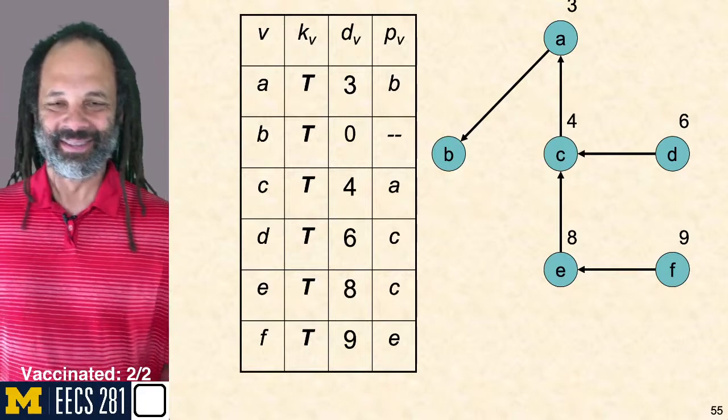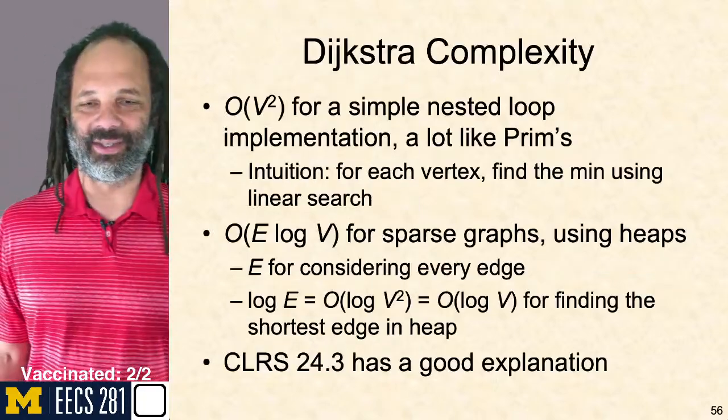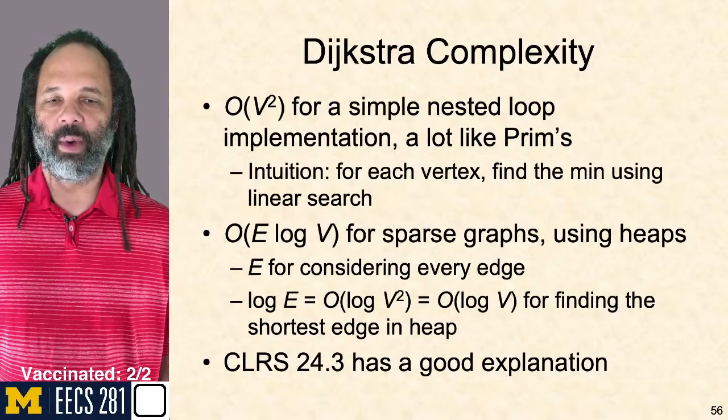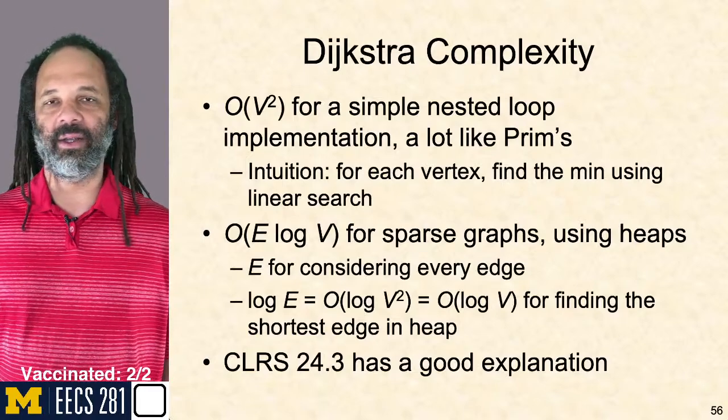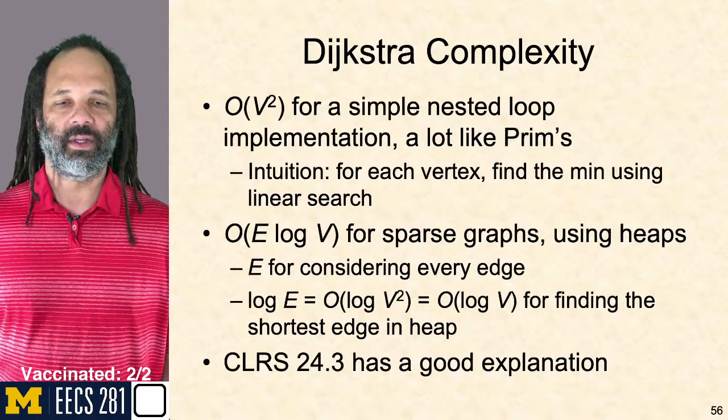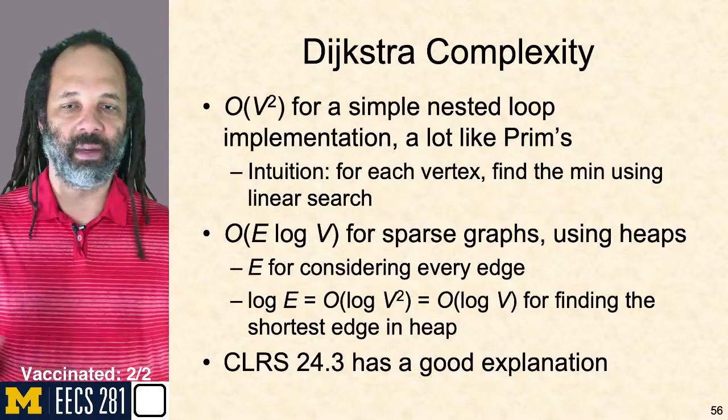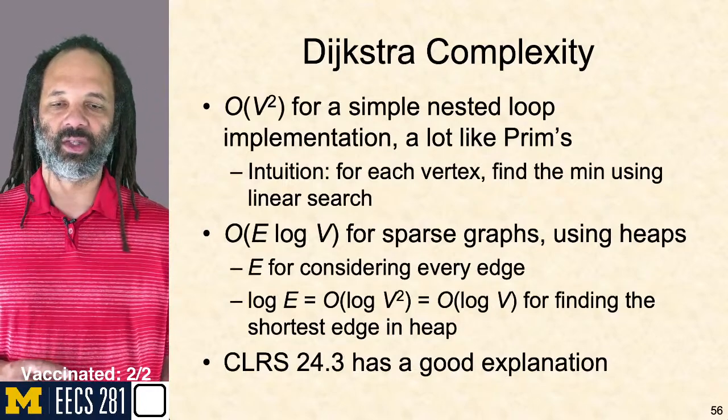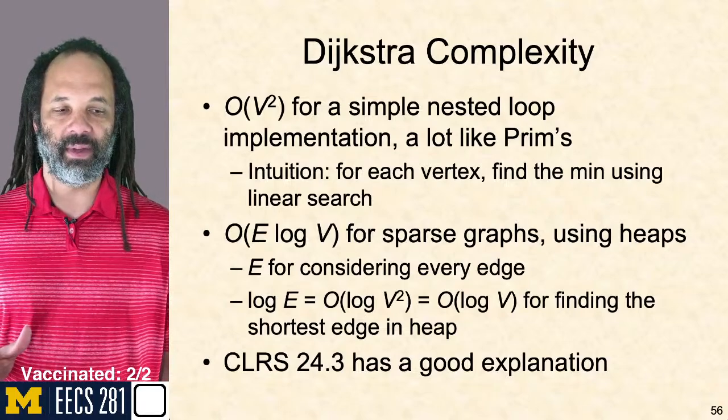All right. So how about the complexity on Dijkstra? Dijkstra is a big old V squared. It's a simple nested loop thing, a lot like Prim's. Just for every vertex, I'm going to find the min using some linear search. If we had a sparse graph, we could do E log V using a heap.